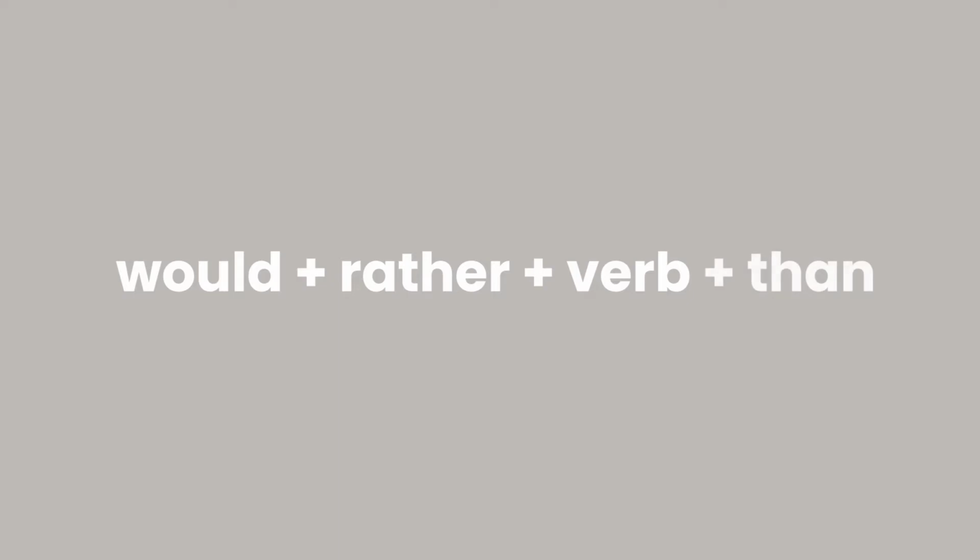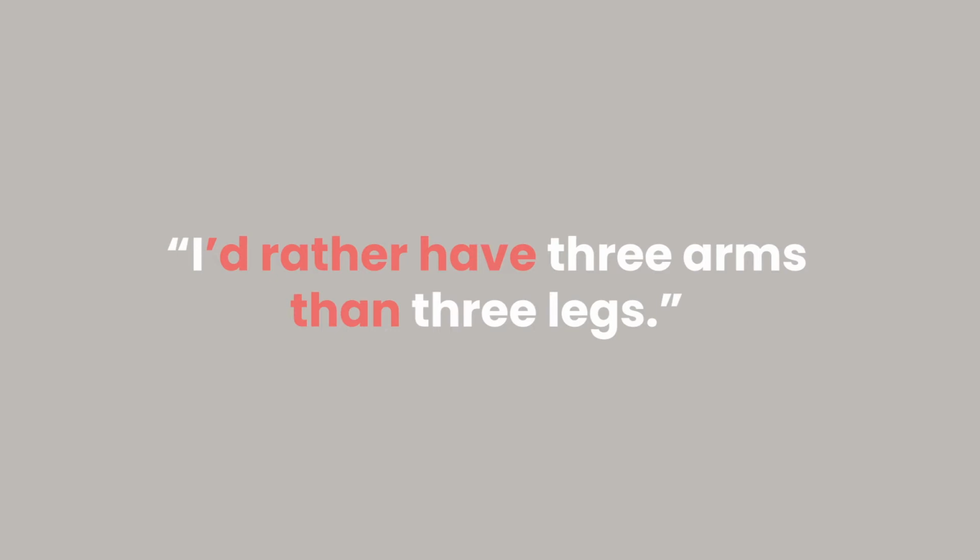Let's look at the structure. You can use would plus rather plus a verb to say what you prefer. And if you want, you can continue the sentence with than. Like, I'd rather have 3 arms than 3 legs.